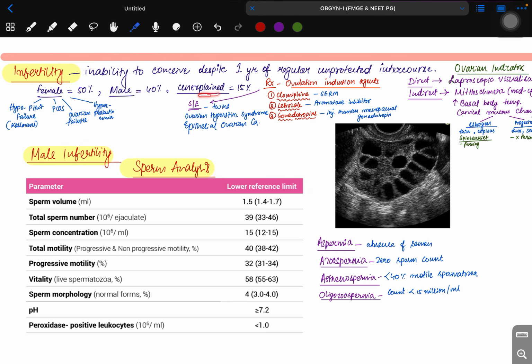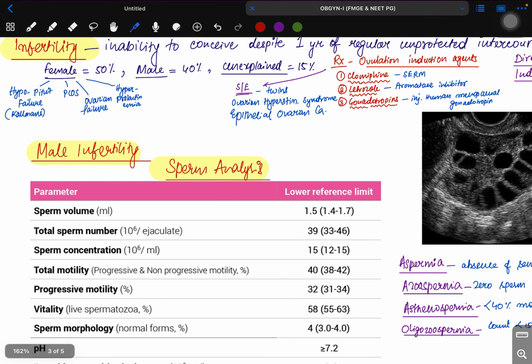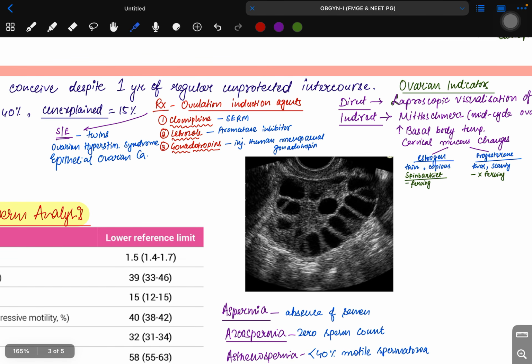Female causes may be due to hypothalamus pituitary failure, which is Kallmann syndrome. It can be due to PCOS. It can be due to ovarian failure. It can be due to hyperprolactinemia. What is the treatment? It is ovulation induction agents. So clomiphene, which is a selective estrogen receptor modulator. It can be letrozole, which is an aromatase inhibitor, and gonadotropins. We can give injection of human menopausal gonadotropin.